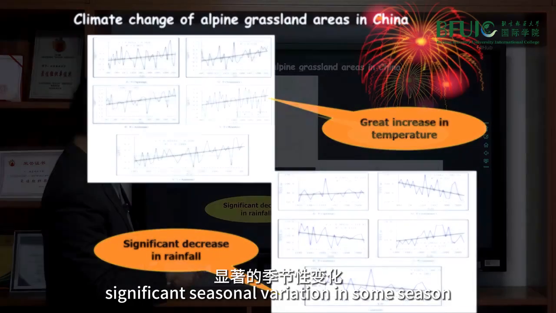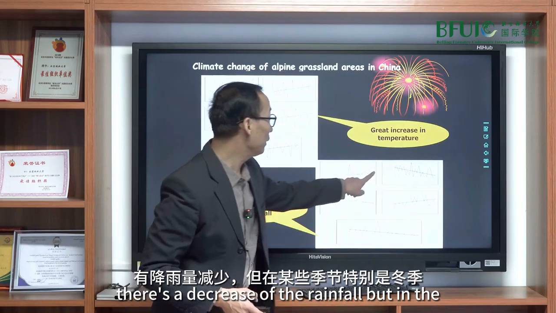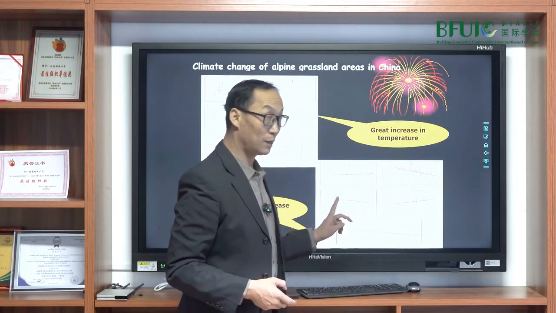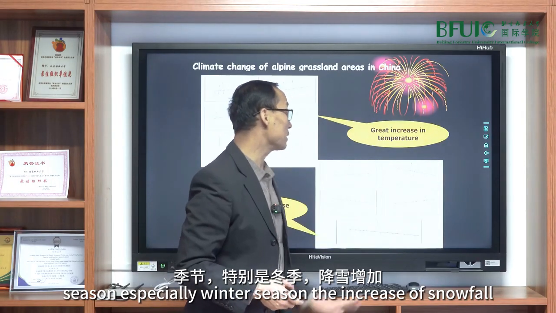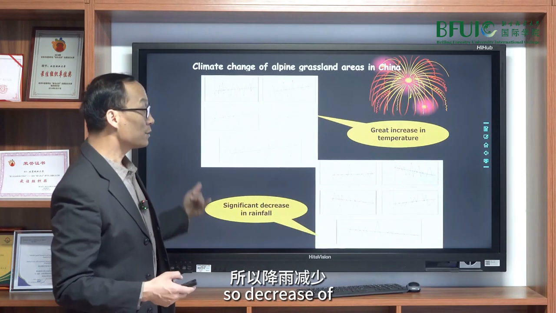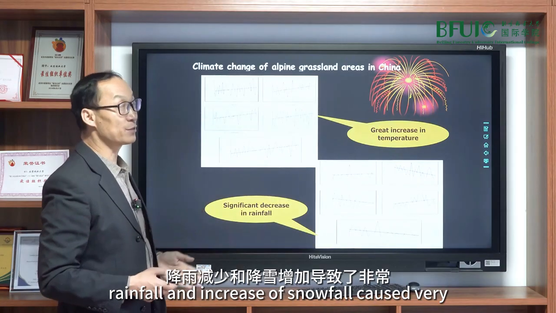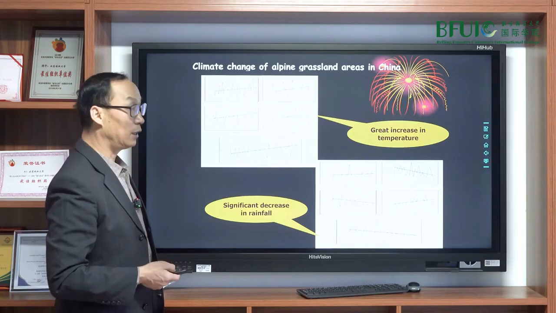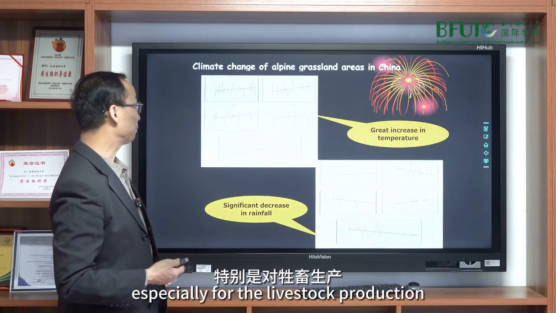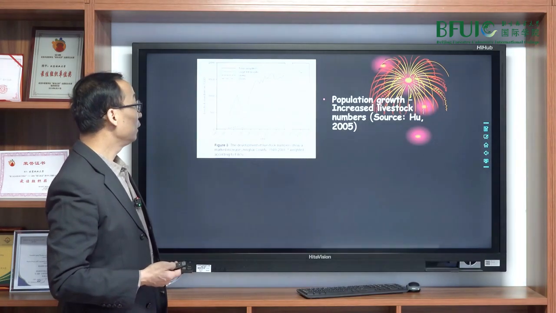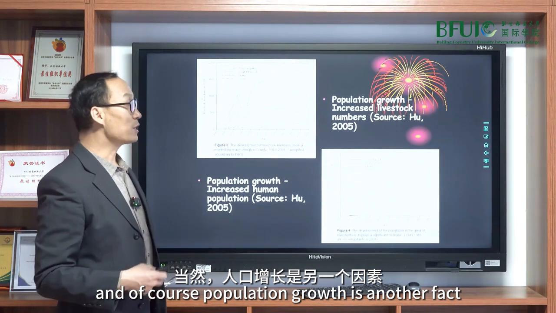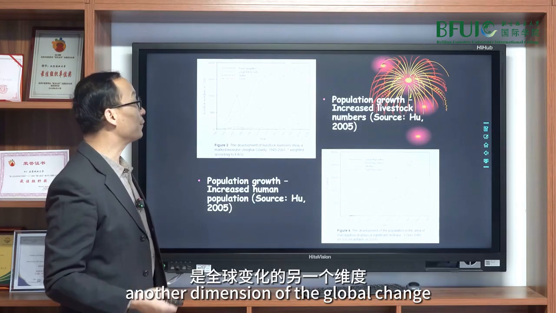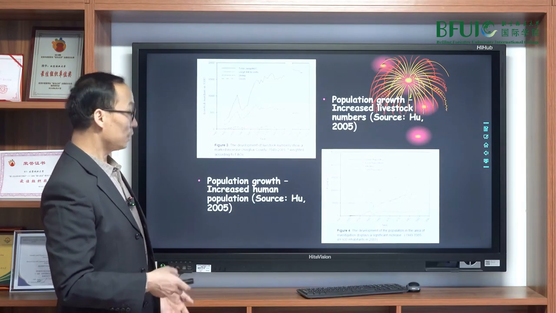In some seasons, there's a decrease of rainfall, but in some seasons, especially winter, there's an increase of snowfall. So decreased rainfall and increased snowfall cause very big disasters on the grassland, especially for livestock production. And of course, population growth is another dimension of global change.